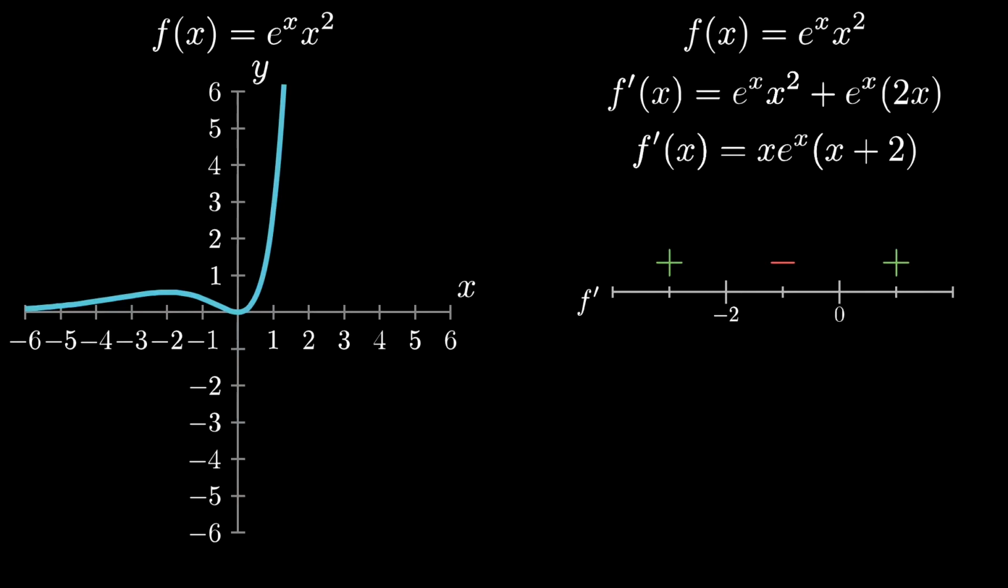So if I notice, that maps directly over to where my function was increasing and decreasing. Let me draw those back in for you. So from negative infinity up to negative 2, and also from 0 to infinity, my function was increasing. And from negative 2 to 0, my function was decreasing. And this is exactly the first derivative test. The first derivative allows us to figure out when our function is increasing or decreasing over a particular interval.